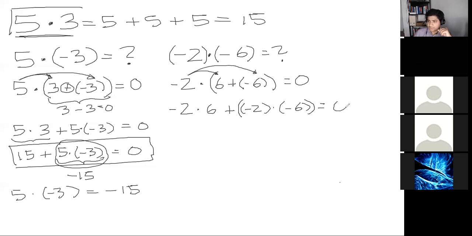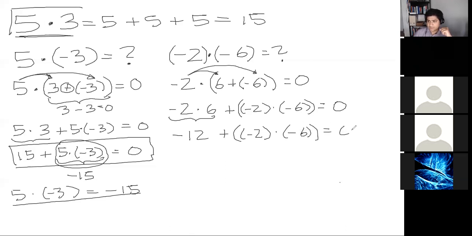Equals 0. Now, we already established from our last fact that we proved that a negative number times a positive number is always going to be a negative number. So let's just go ahead here and say -12. Now here, I'm just going to write this as it is because I don't know what this is going to be. And then I'm going to say 0.